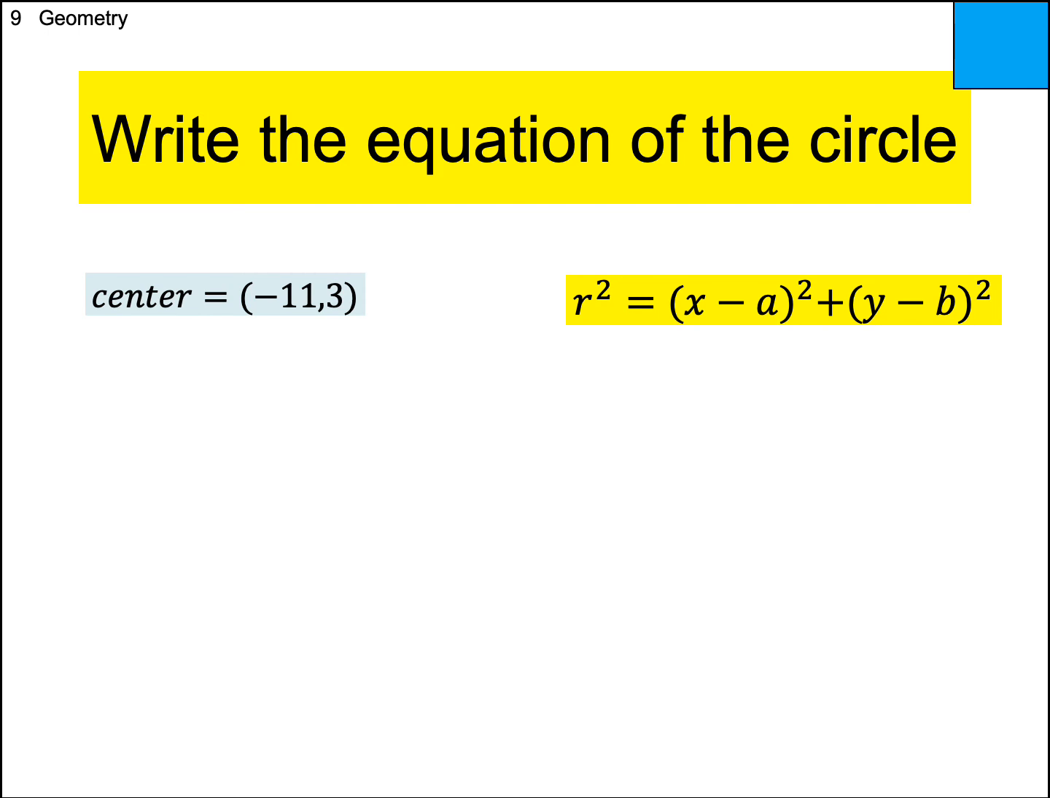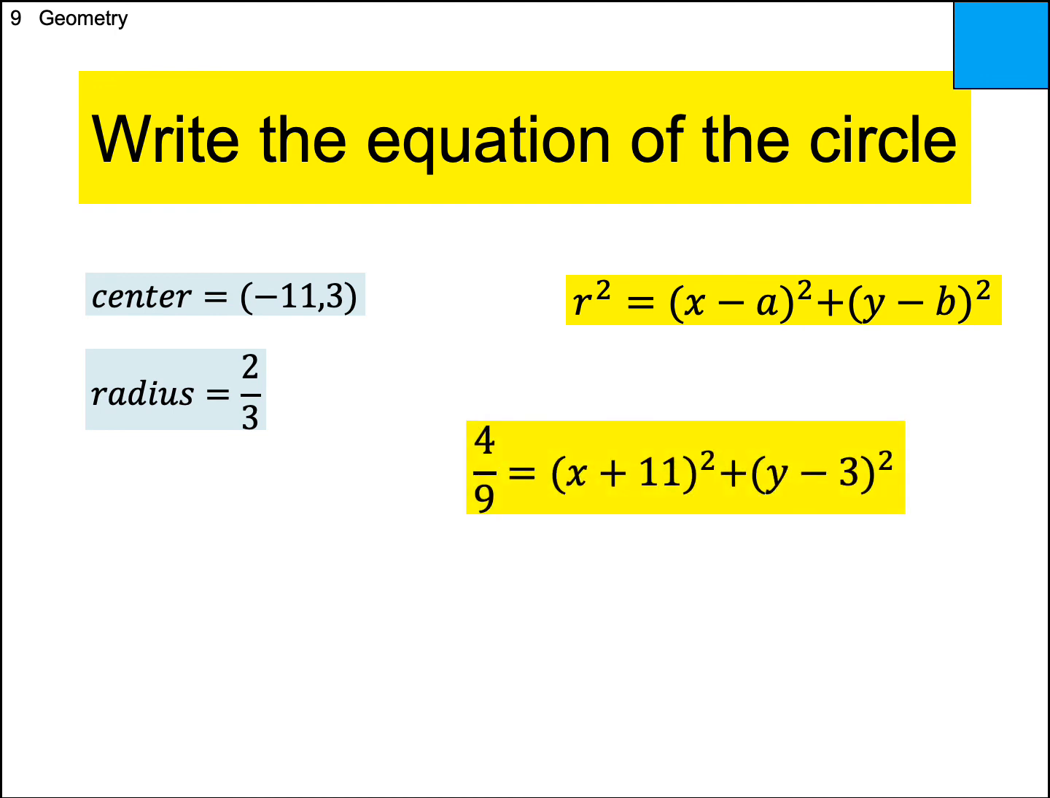Okay, so I'm given this is the center. I'm given this as the radius. What's the formula? Well, I've got to square the radius. So the square of the radius would be 4/9. And then instead of a, I write negative a. Instead of b, I write negative b. So that would be plus 11 and a minus 3. And there's your equation. I know a couple of you probably, as soon as I said, well, how would you graph this, might have grabbed your graphing calculator and seen if you could graph r squared is equal to blah, blah, blah. And you run into a problem.